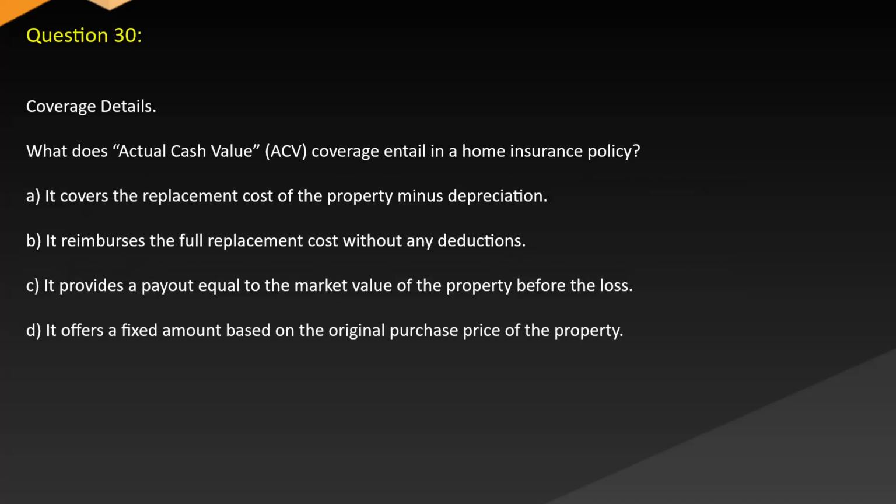Question 30. Coverage details. What does actual cash value coverage entail in a home insurance policy? A. It covers the replacement cost of the property minus depreciation. B. It reimburses the full replacement cost without any deductions. C. It provides a payout equal to the market value of the property before the loss. D. It offers a fixed amount based on the original purchase price of the property.